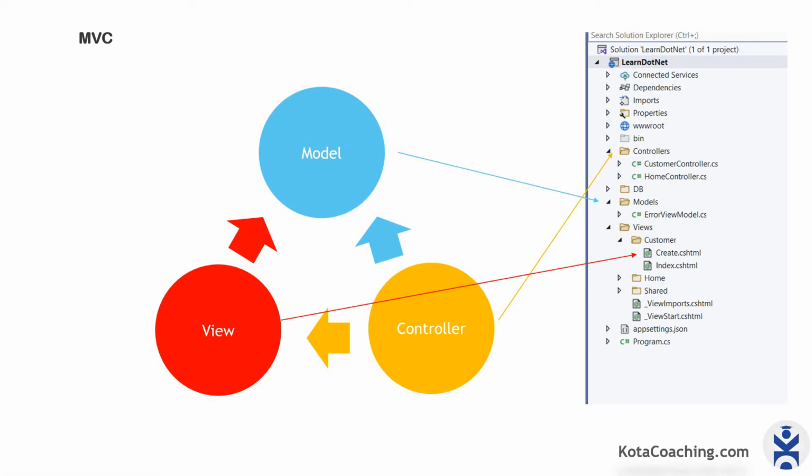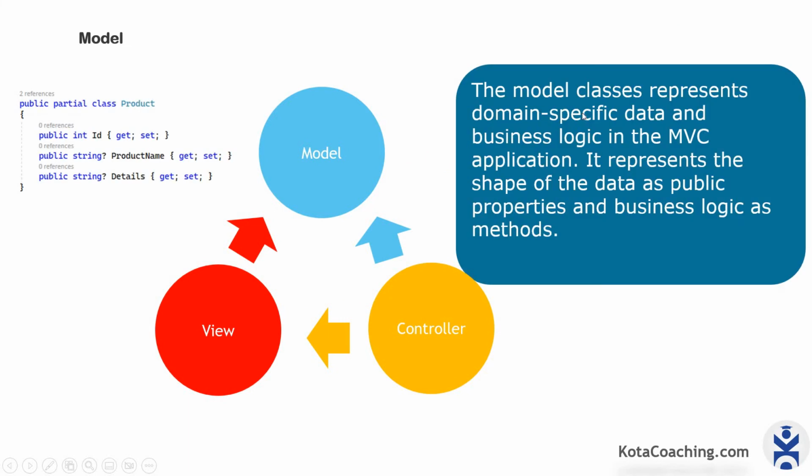You can see that both the view and controllers depend on the model, and the model depends on neither the view nor the controller. This is one of the key benefits of the separation. This separation allows the model to be built and tested independent of the visual presentation. The model classes represent domain specific data and business logic in the MVC application. They represent the shape of the data as public properties and business logic as methods.